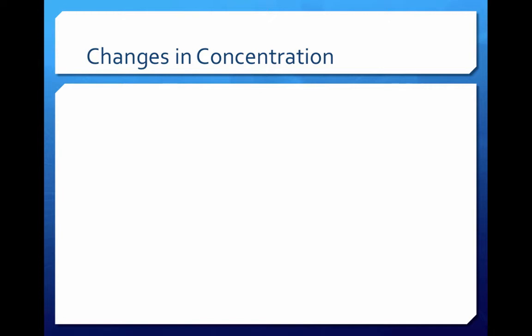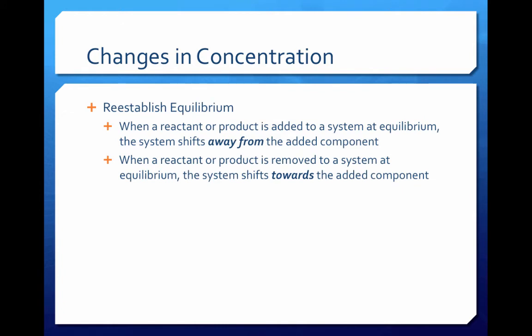Out of the three, I think this one's the easiest to understand. So again, we'll start by talking about how the reaction will reestablish equilibrium. If a reactant is added to our system at equilibrium, the system is going to shift away from the component added. So if you add reactant, the system is going to shift to products. If you add product, the system is going to shift to reactants. If you remove things from your reaction, the system is going to shift towards what you removed. If you take chemicals out, the system is going to reestablish equilibrium by replacing the chemical that you removed.